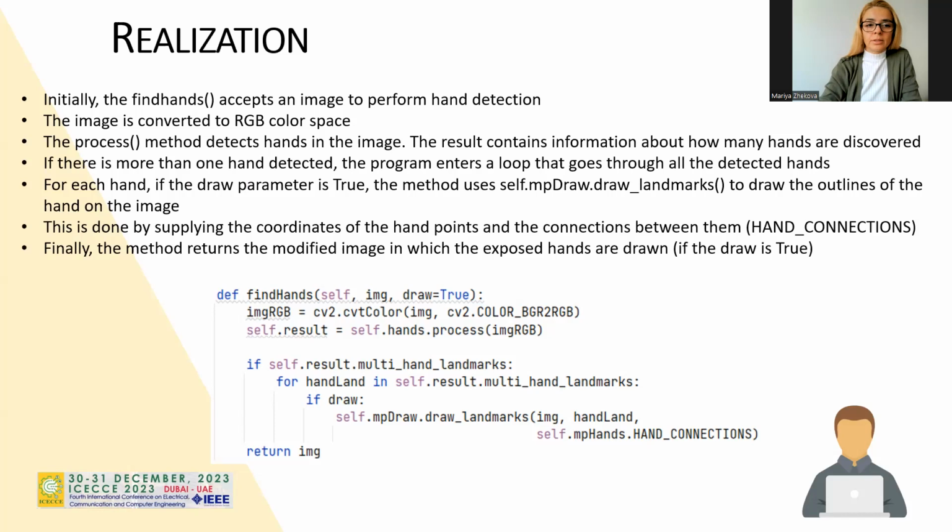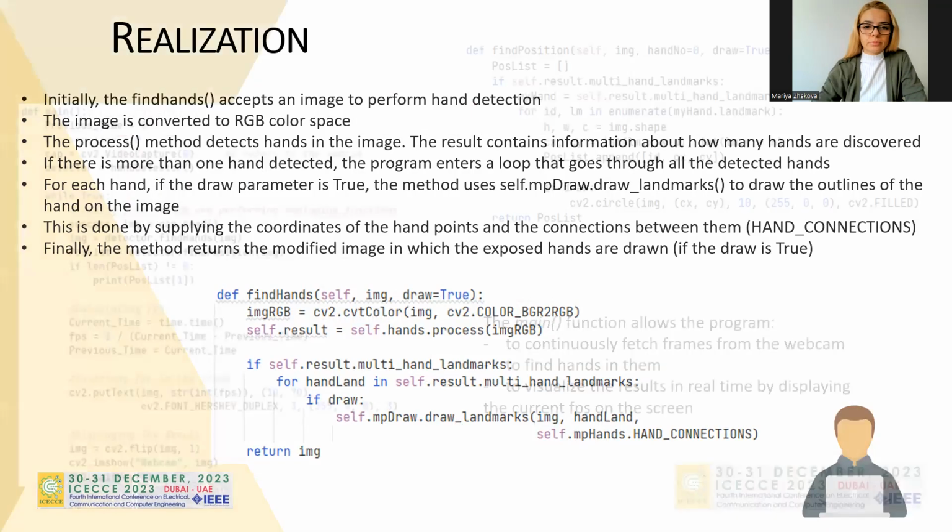For each hand, if the draw parameter is true, the method uses the draw landmarks method to draw the outlines of the hand on the image. This is done by supplying the coordinates of the hand points and the connections between them. Finally, the method returns the modified image in which the detected hands are drawn.